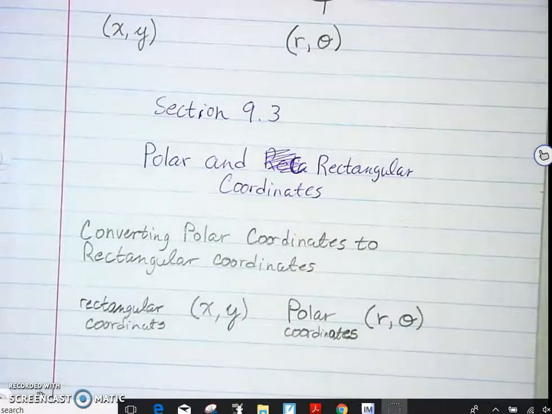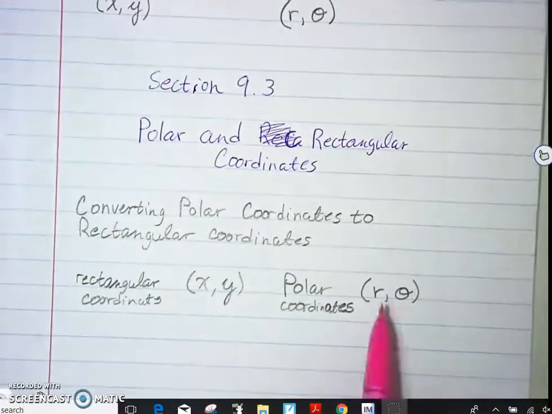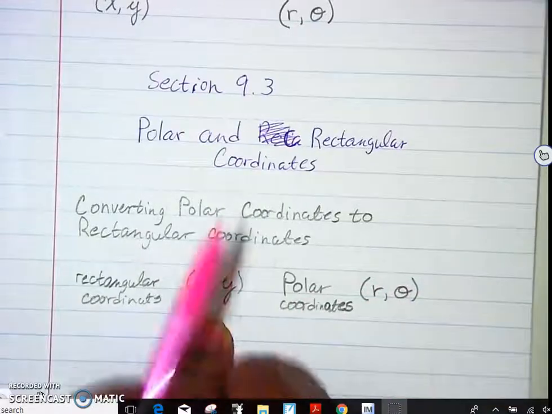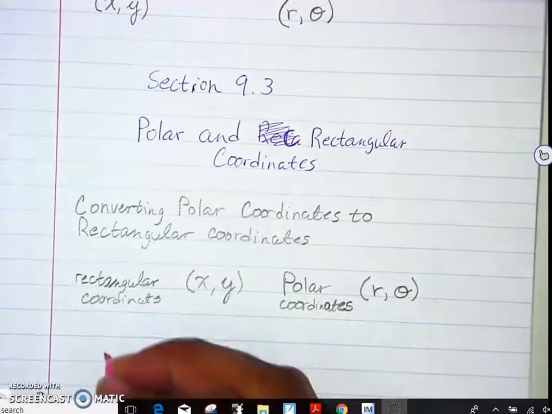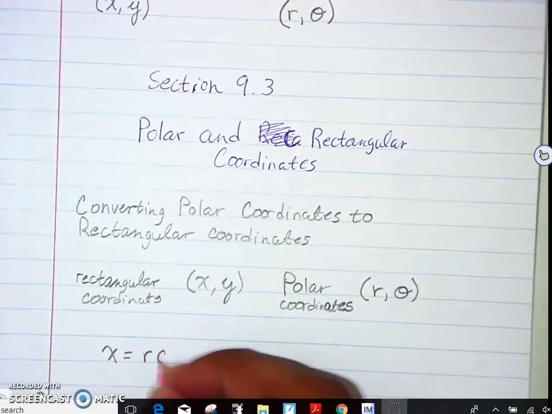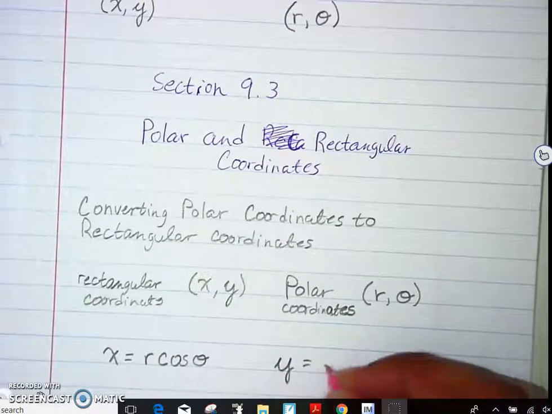All right, so with these, we're going to have to be able to go backwards and forwards between them. Again, we're going from polar to rectangular at this point. Our polar means that we're going to have an r in it and a theta. Our rectangular means we're going to have x and y. So if we're going to change these to x and y, that means we're going to use these two formulas: x equals r cosine theta, and y equals r sine theta.